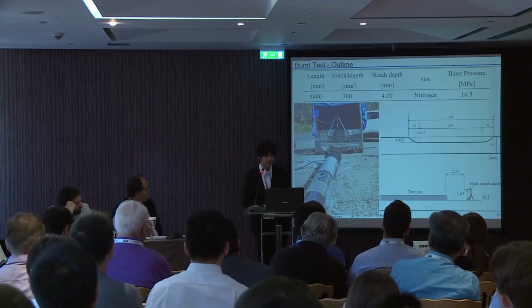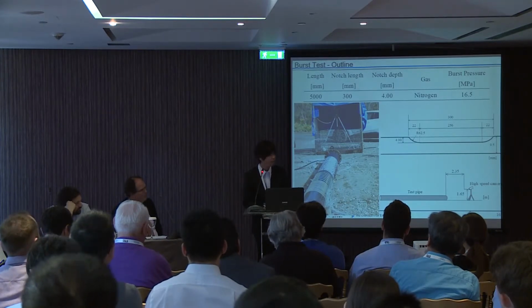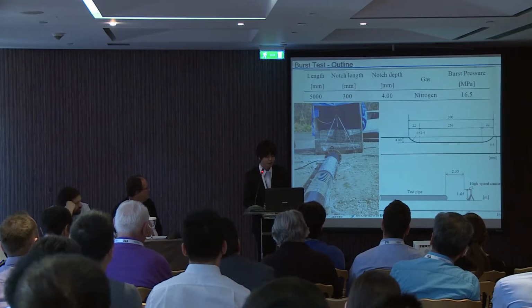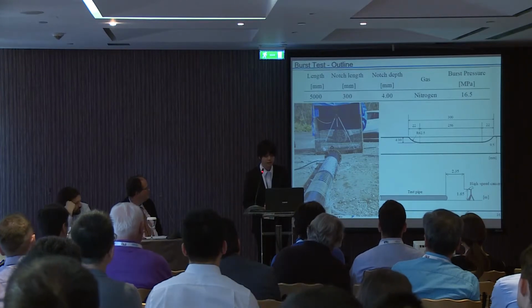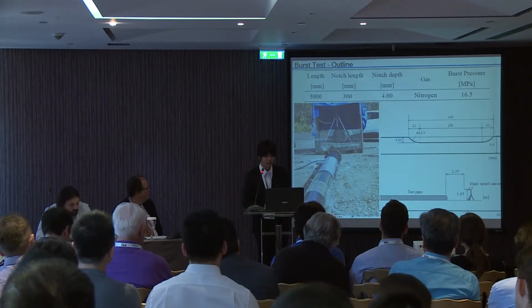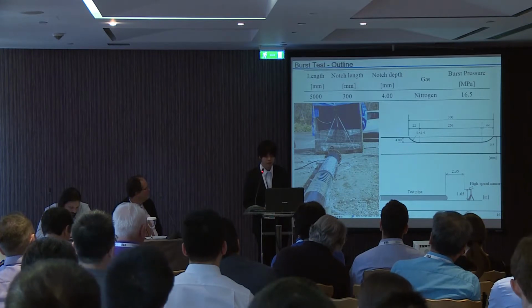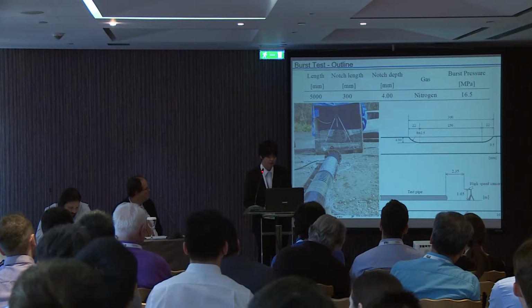Next, I will explain the CTOA measurement experiment in the bypass test. This is the outline. This step shows length, notch depth, gas, and burst pressure. Nitrogen gas was introduced into the pipe, and the pipe was burst by internal pressure. CTOA was measured by a high-speed camera from the direction of the pipe axis.